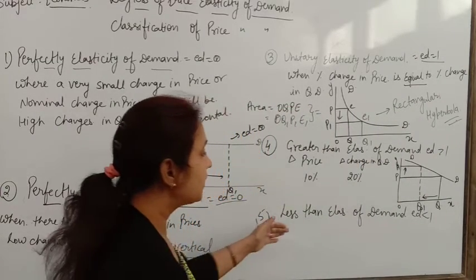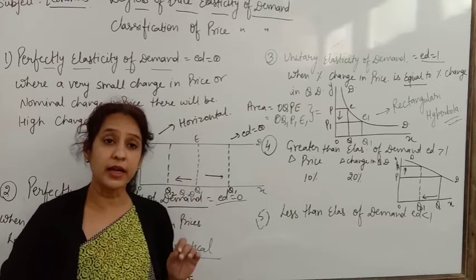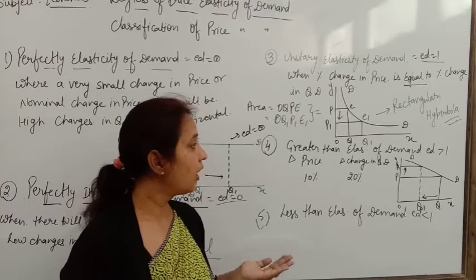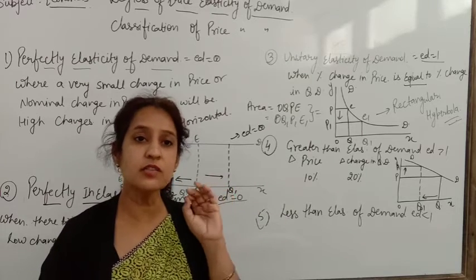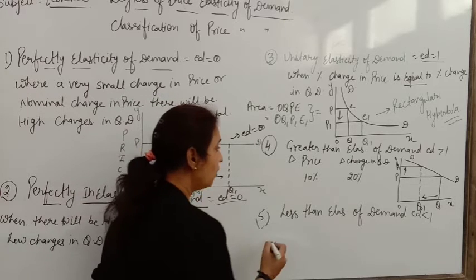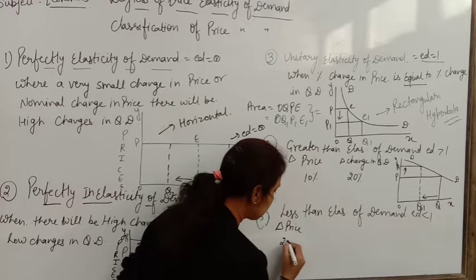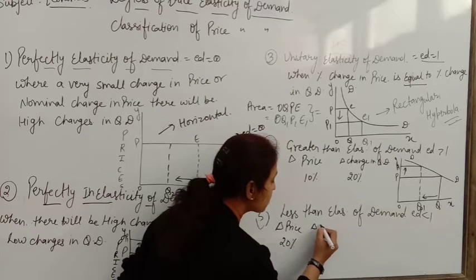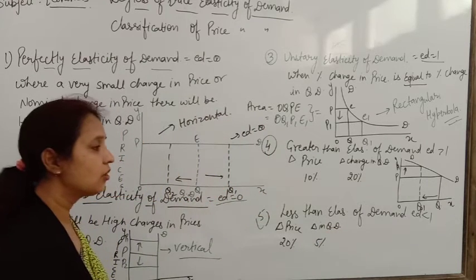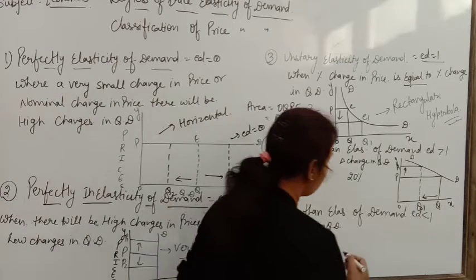Clear? Next, less than one elasticity of demand. In less than one elasticity of demand, price changes are higher and quantity demanded changes are low. That situation is known as less than one elasticity of demand. Look at there, suppose the change in price is 20%, but demand changes only 5%. This kind of elasticity of demand is known as ED is less than 1. How are we going to draw the diagram? Look at there.